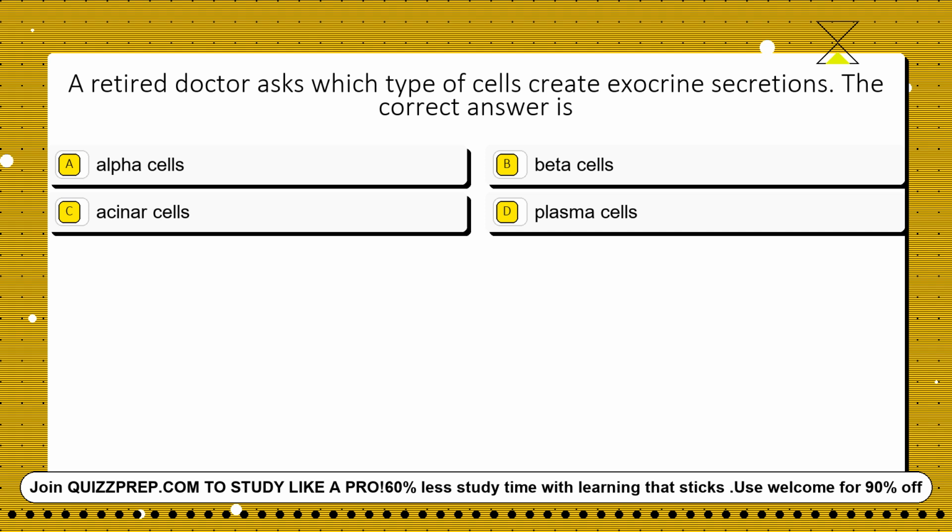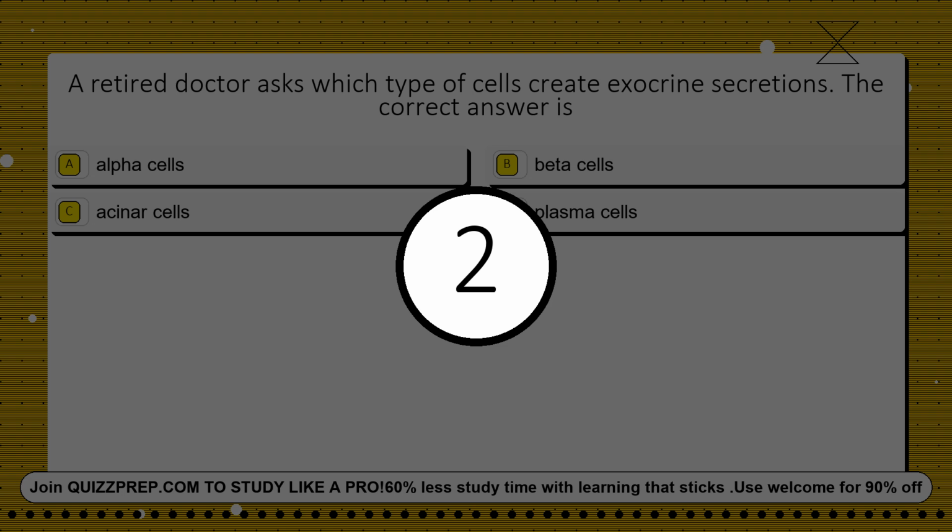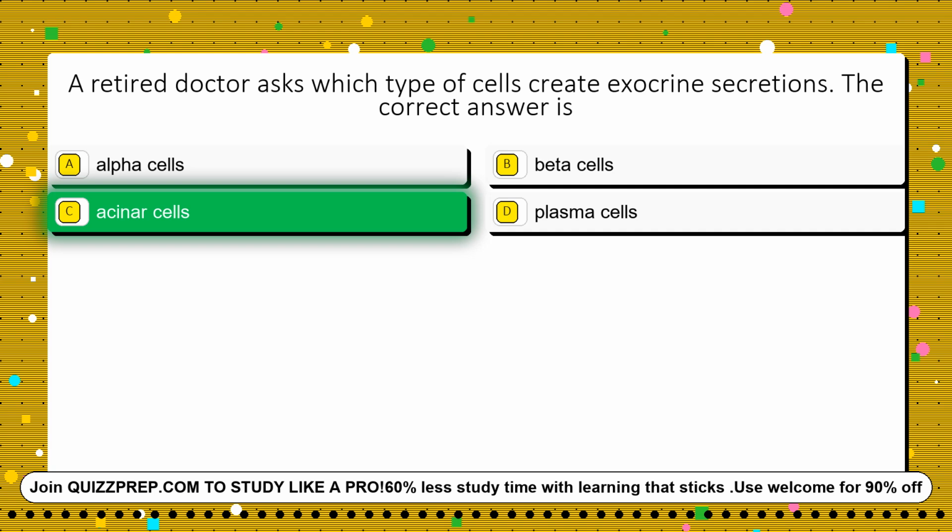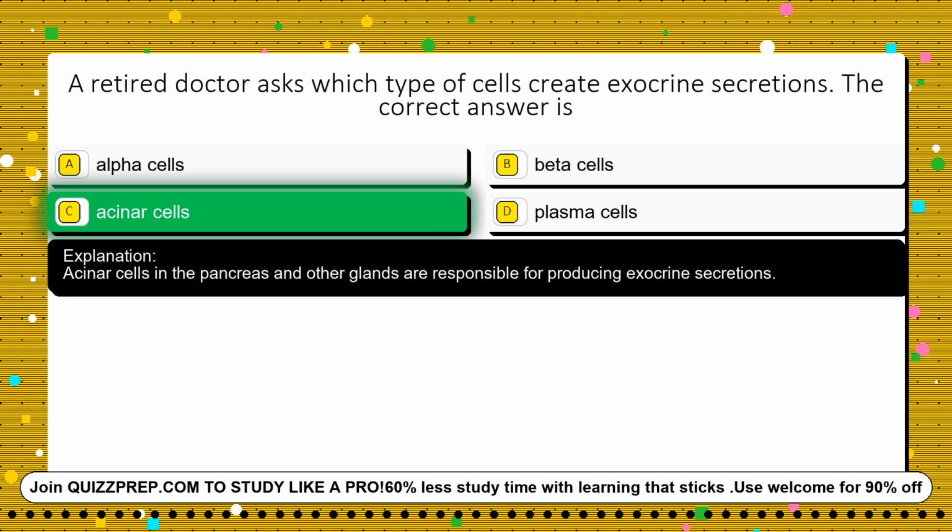Option A, alpha cells. Option B, beta cells. Option C, acinar cells. Option D, plasma cells. The correct answer is option C, acinar cells. Acinar cells in the pancreas and other glands are responsible for producing exocrine secretions.